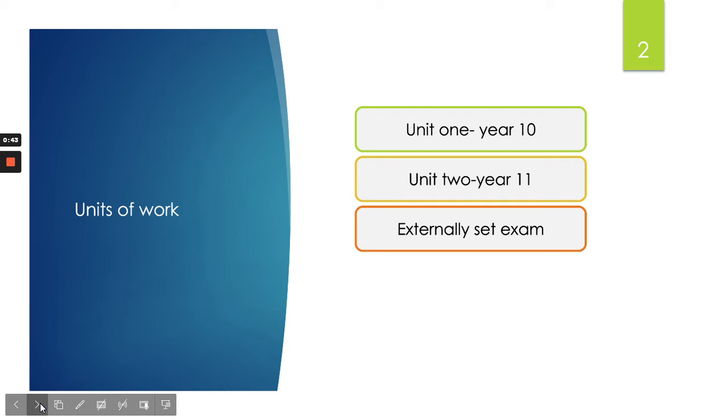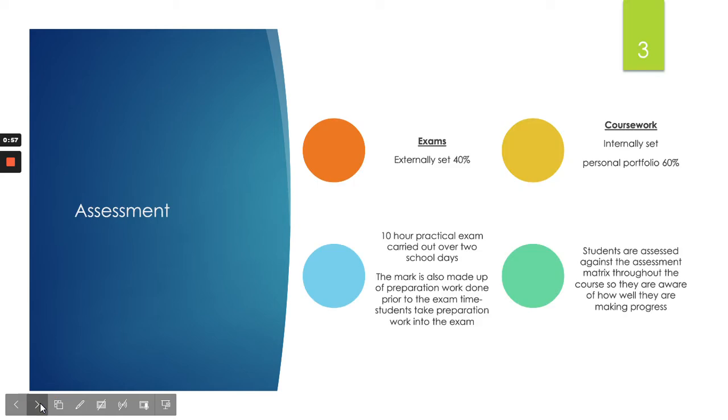In year 10 we will usually do one long project that will last throughout the year, and it ends up with a final piece, and then we'll do another one in year 11, and then there will be an externally set exam. The work is assessed in exactly the same way as art, so 60% of the mark comes from the coursework, and that's everything done in year 10 and 11, and the externally set exam is set in January. There's an exam theme, students will develop their own ideas and then end up making a piece in the 10-hour practical exam.